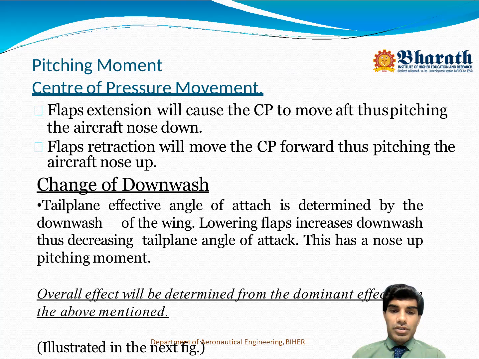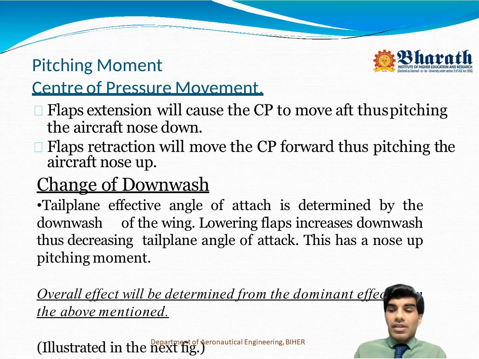Then change of downwash. The downwash effect also comes in here. The tail plane effective angle of attack is determined by the downwash of the wing. Lowering flaps increases downwash, thus decreasing the tail plane angle of attack. So if we open the flaps, that will increase the downwash, but that also decreases the tail plane angle of attack. And this is known as pitching. This is one good advantage.